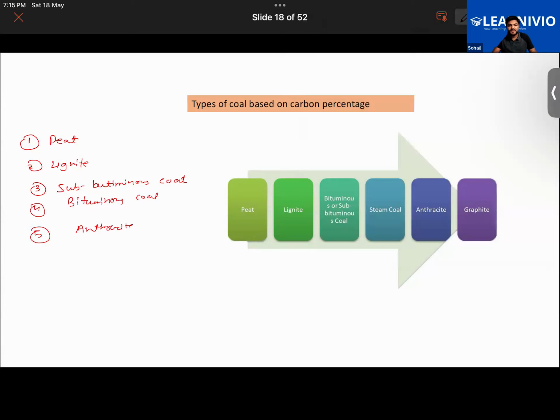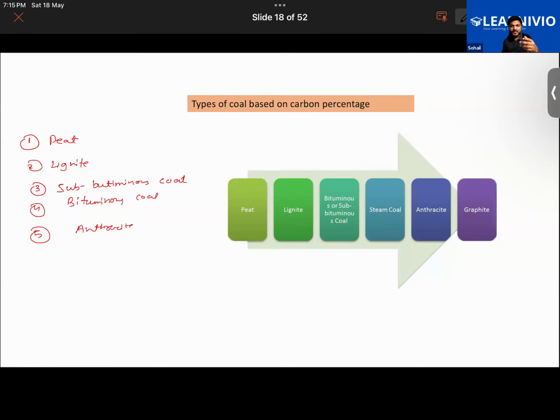Talking about peat, if I were to talk about the amount of carbon only in it, I'm not talking about other components found in it. Right now, we are focusing only on the carbon percentage. So you can ignore other things as of now, like sulfur, hydrogen, oxygen, etc.